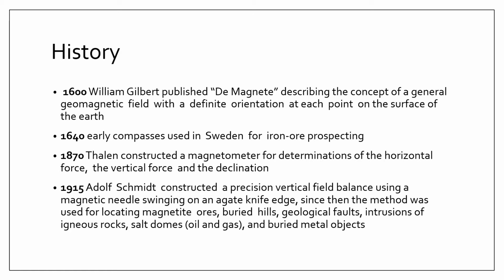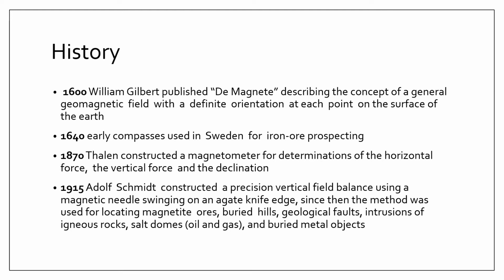that are used for iron ore prospecting. So actually take note that the iron ores or the magnetite ores in Sweden are strongly magnetic, right? So it was a no-brainer back then for the Swedes to use compasses for iron ore prospecting.